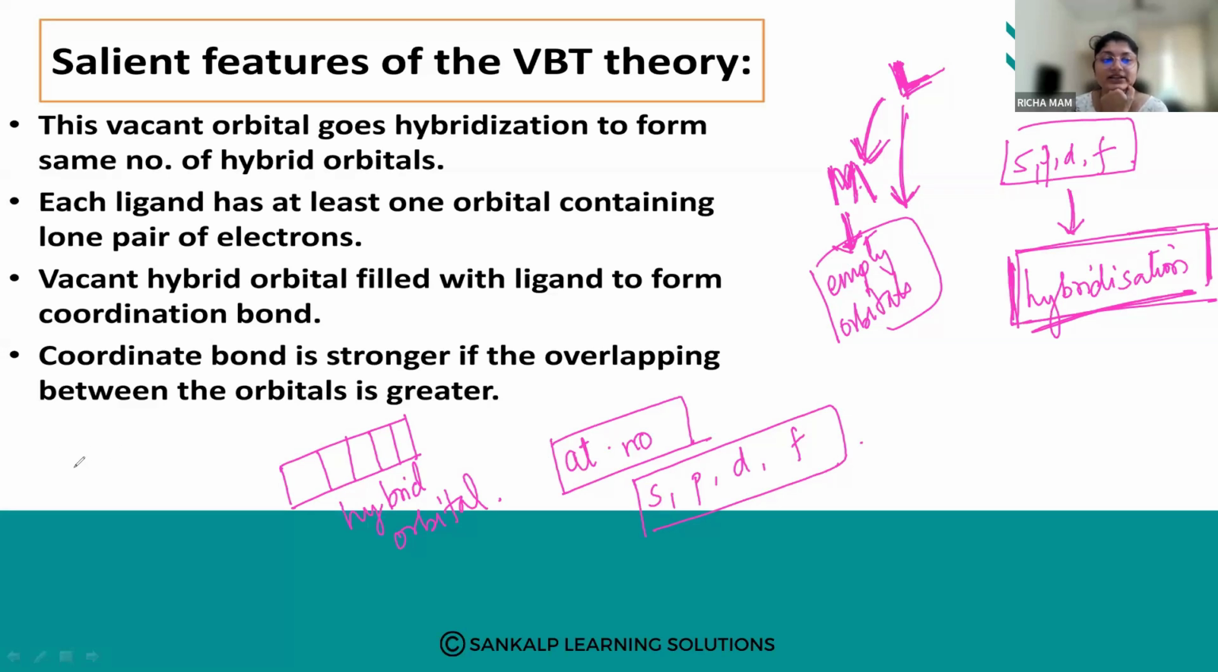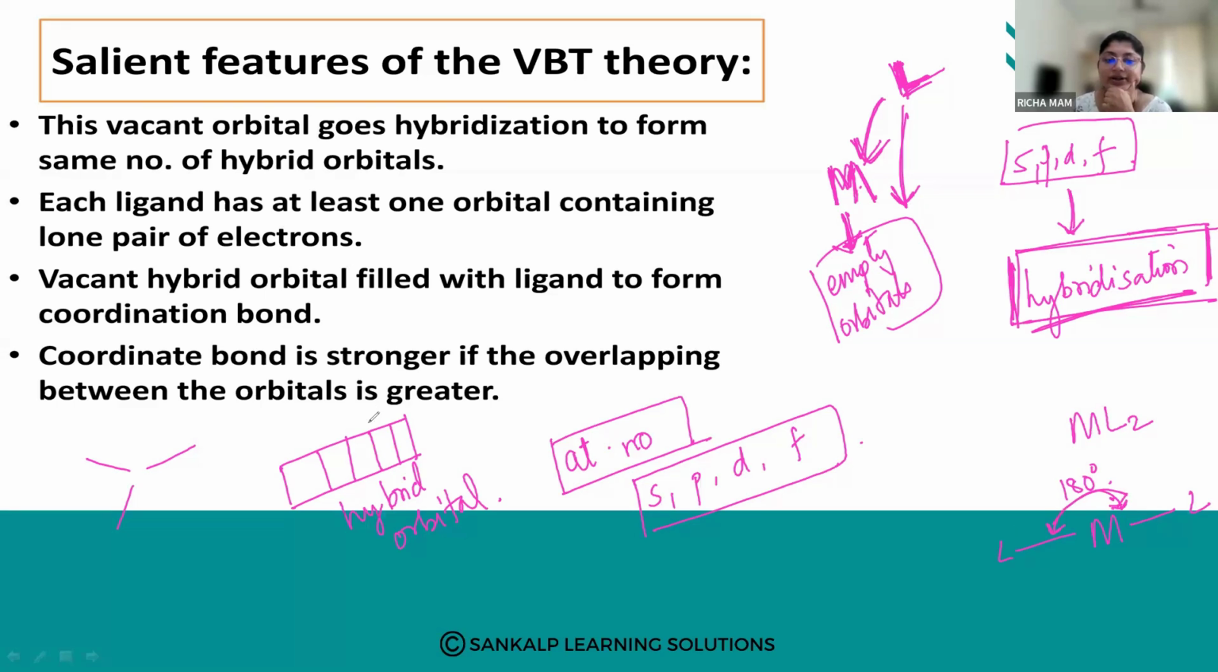Whatever the arrangement is, there should be no repulsion, so the arrangement is proper. Suppose we have two ligands. When the metal comes in contact with two ligands, the metal will be in the center and the two ligands will be at the two corners, so that there is no repulsion between these two ligands. So it will have a proper spatial arrangement.